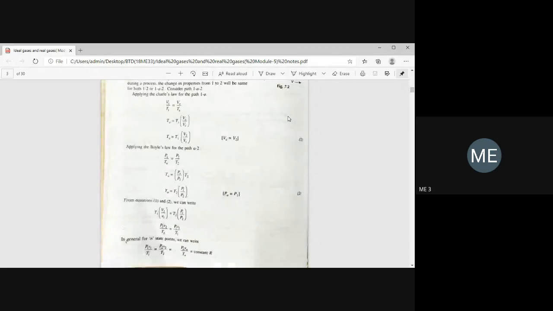PA divided by TA equals P2 by T2. From this equation, we find the value of TA as PA divided by P2 into T2. But from the PV diagram, it is clear that process A2 is a constant volume process. We can write PA equals P2. Sorry, PA and P1 are the same, so we can replace PA as P1. So TA equals T2 into P1 divided by P2. We call it equation number 2.